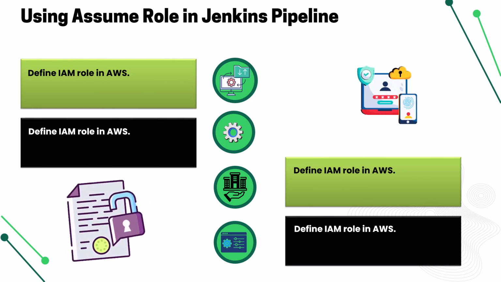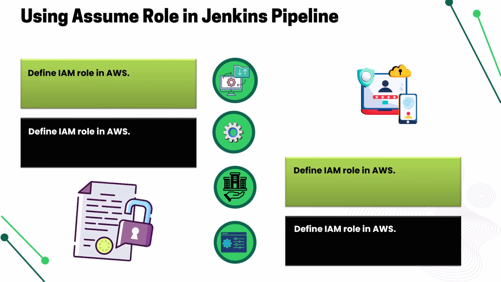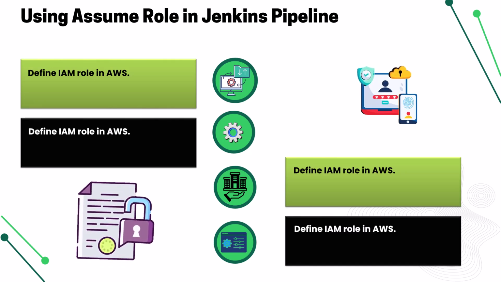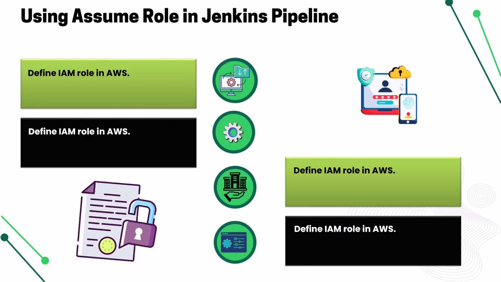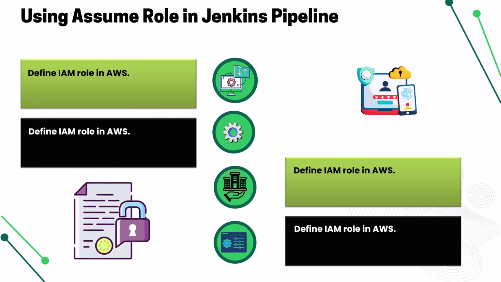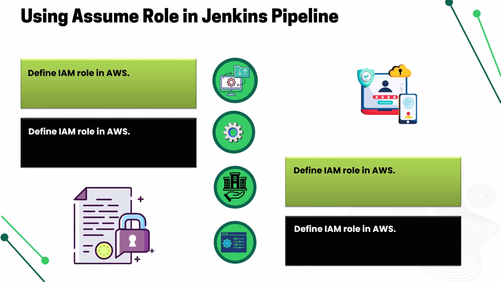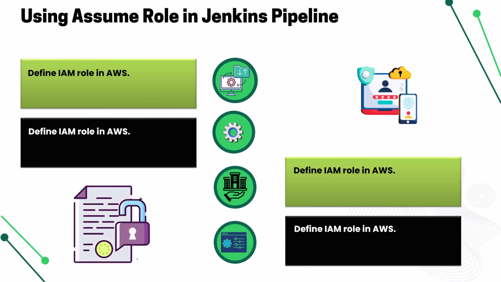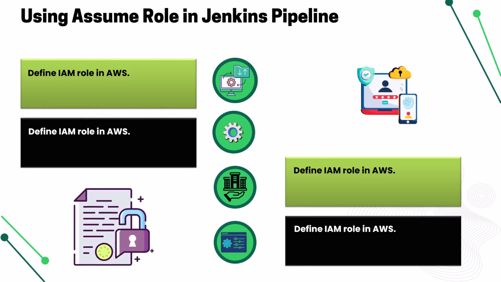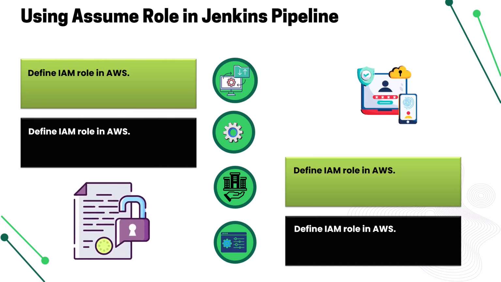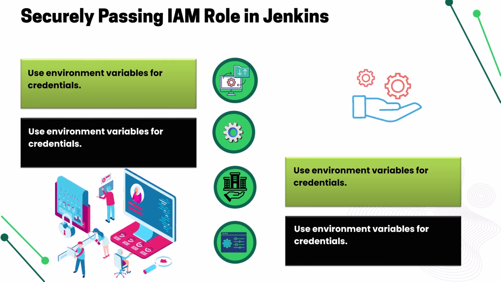Time to assume an IAM role in Jenkins. No superhero cape required. We first define the IAM role in AWS, then use STS to fetch temporary credentials. Jenkins pipeline then needs to play nice with this setup. The grand finale, testing permissions to make sure Jenkins doesn't throw a tantrum midway. Smooth execution, zero headaches.